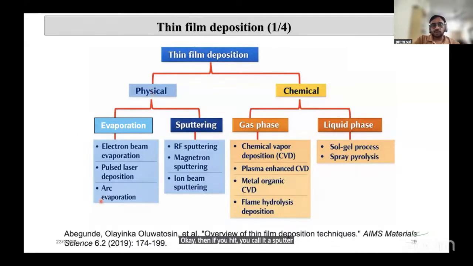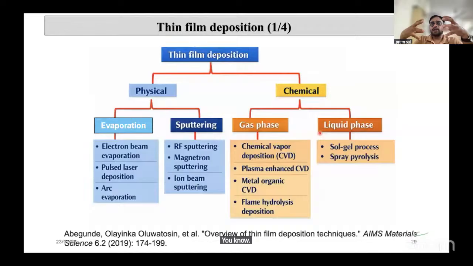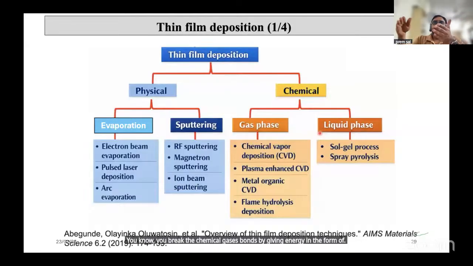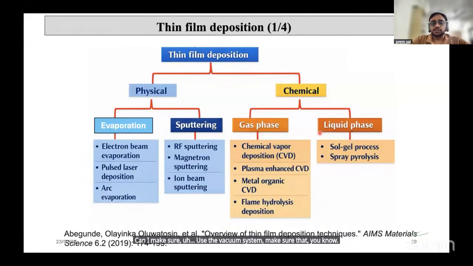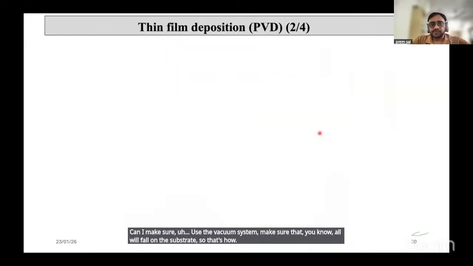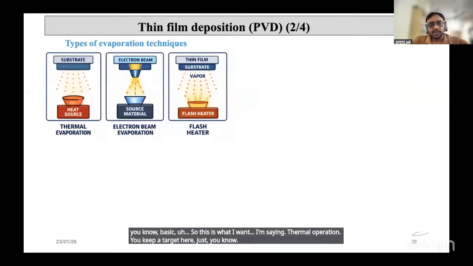And chemical means you introduce chemical gases. You break the chemical gas bonds by giving energy in the form of thermal energy or plasma. So you break the bonds and use the vacuum system to make sure that everything falls on the substrate. So that's the basic overview. Thermal evaporation: you keep a target here, just heat it, and it will evaporate.